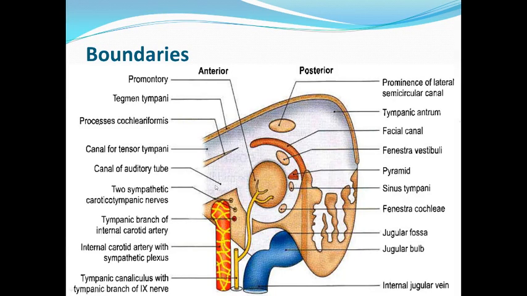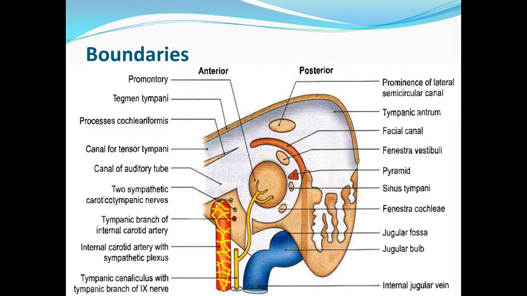In between the upper part and the middle part, there is a bony septum. You can see this bony septum between the canal for the tensor tympani and the canal for the auditory tube. And this bony septum is called the processus cochleariformis.